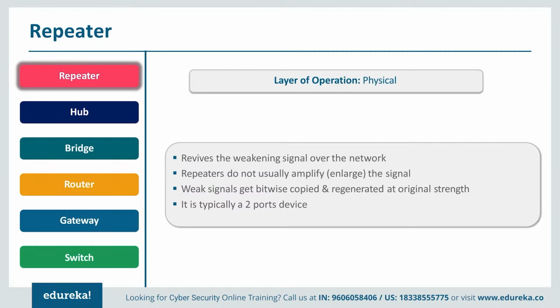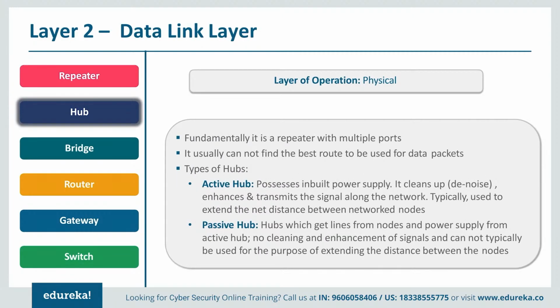Repeater works on the physical layer. A repeater just amplifies the signal and sends it over a longer distance. And hub works on the data link layer. The difference between the repeater and the hub is that a repeater amplifies only a particular signal, whereas a hub gets signals from multiple inputs and sends them to a single output or multiple outputs, or receives from multiple inputs and transmits across multiple outputs.